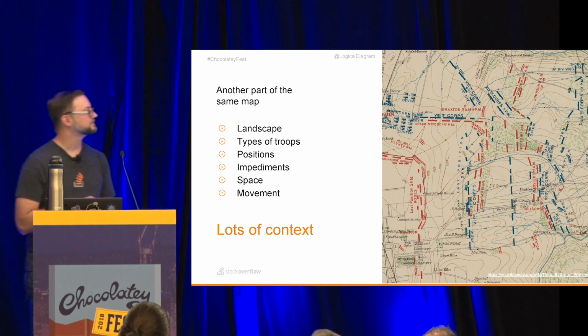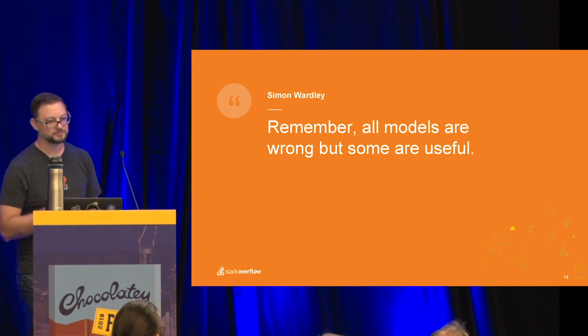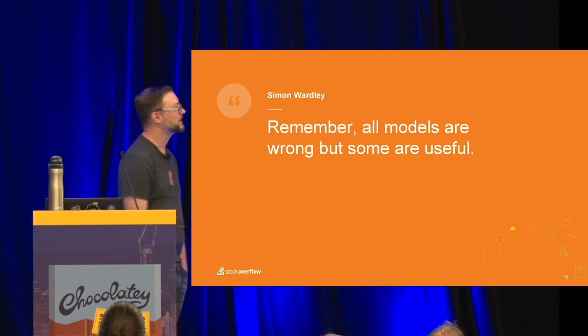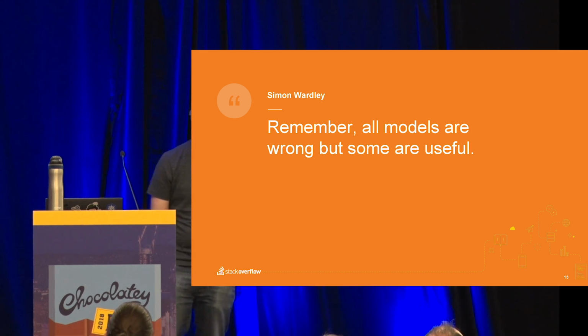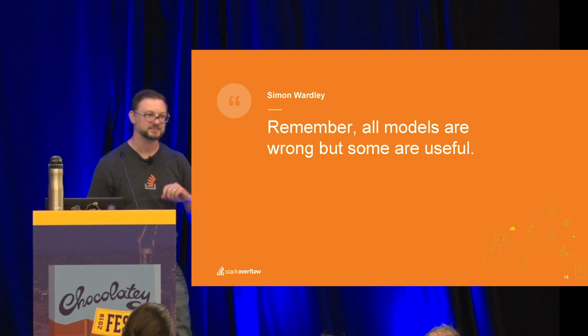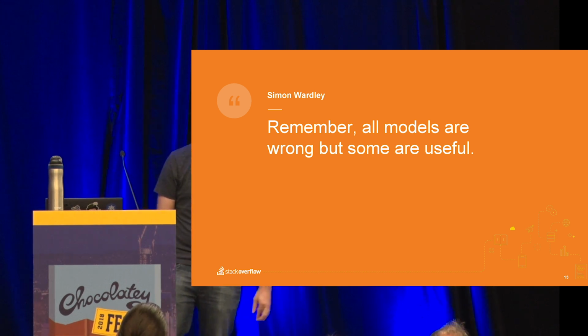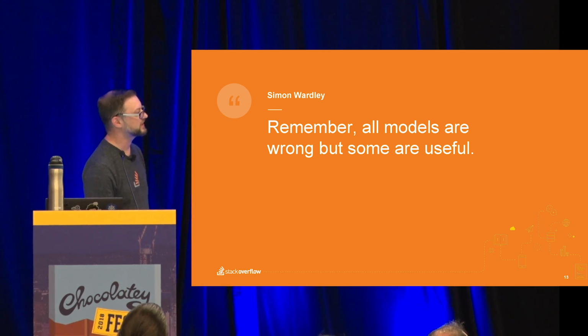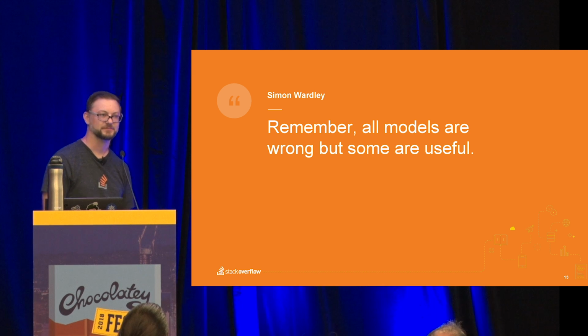So let me interject here with a quote Simon Wardley made about maps: remember that a map is just a model. It's a representation of reality. It's not supposed to be exact. It's not supposed to be perfect. It's supposed to have some kind of purpose for a story that you're trying to tell.